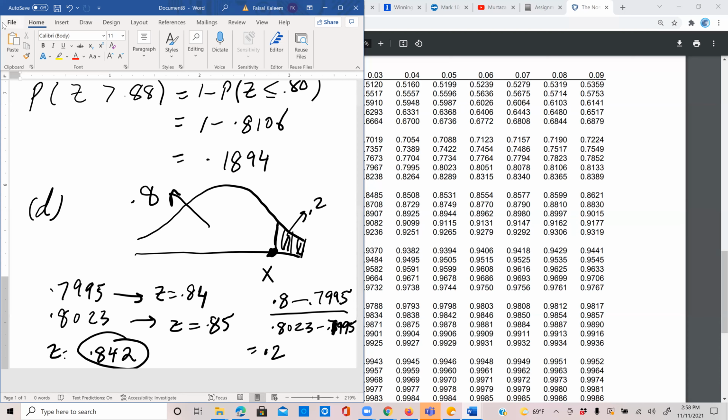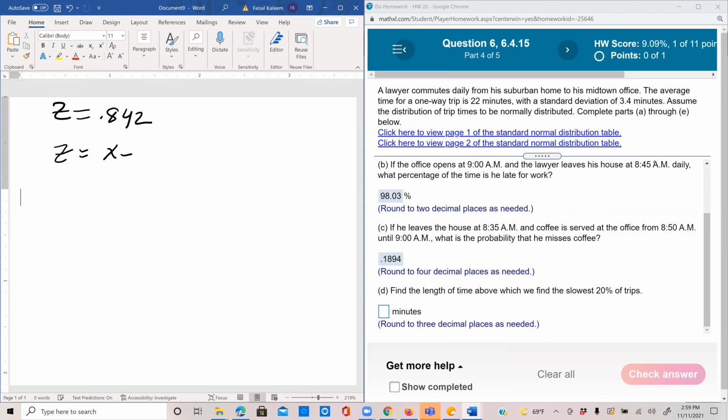So z equals 0.842. But you want the minutes, which means you want the x. So we know the formula, z is equal to x minus the mean over the standard deviation. So 0.842 equals x minus 22 over 3.4. So 0.842 times 3.4 plus 22. Let's get 24.9.